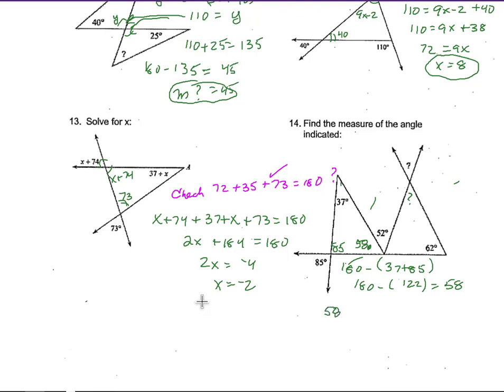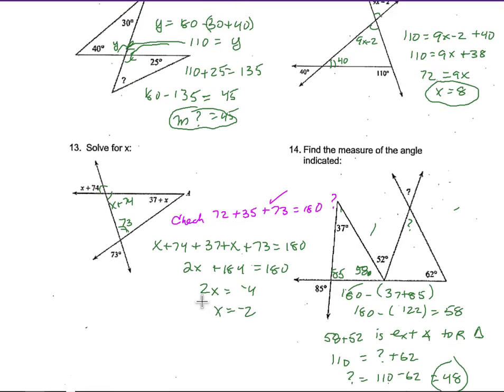The 58 and the 52 and whatever the other angle is would be one way of getting the triangle, but we could also do 58 and 52 as an exterior angle, which is equal to question mark plus 62. And when we do that, we get that question mark must be 48 degrees.